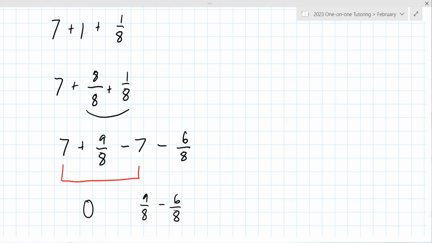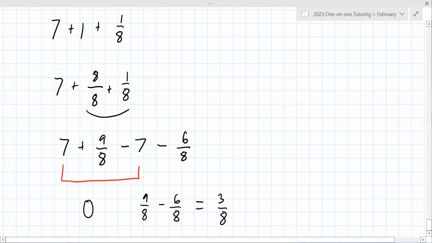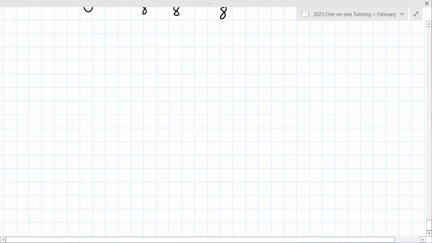4 over 8. How did you come up with 4? Oh. 3 over 8. Yes, 3 over 8. Okay, so I'm going to give you a pretty basic one to try. This is 5 and 1/4 minus 2 and 3/4.